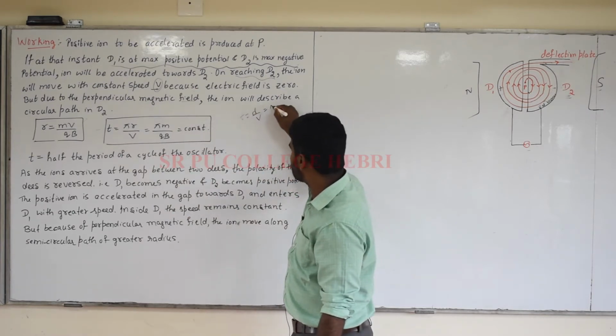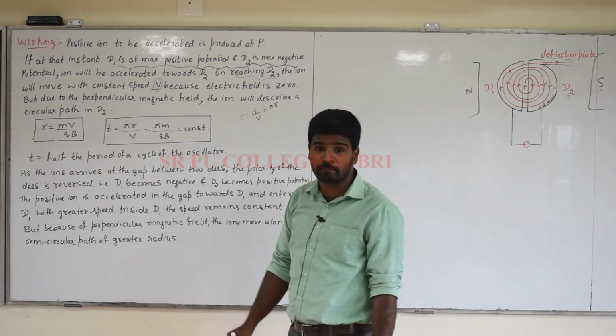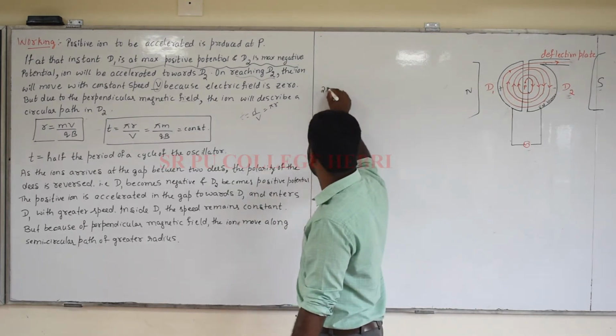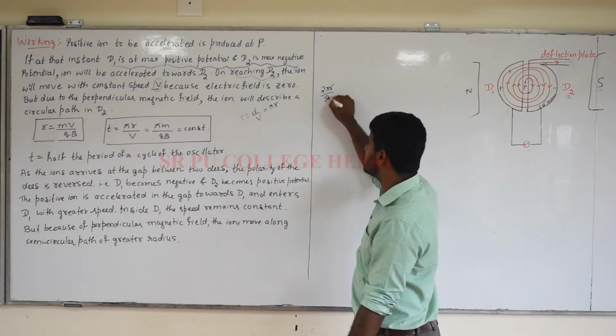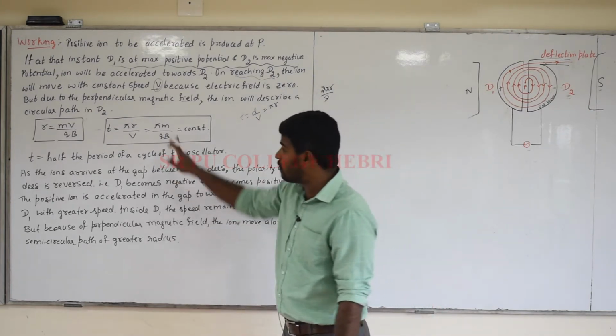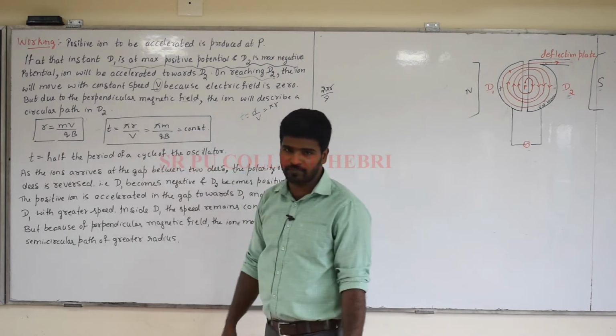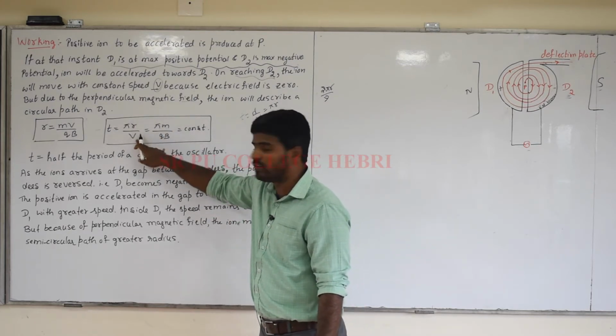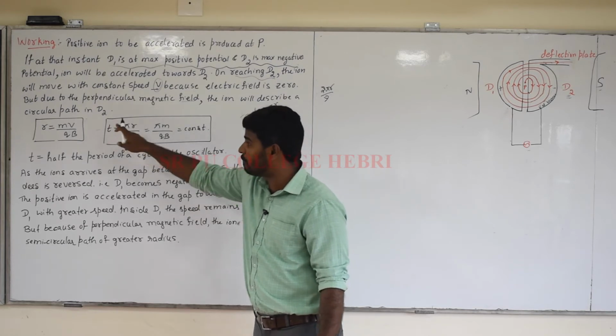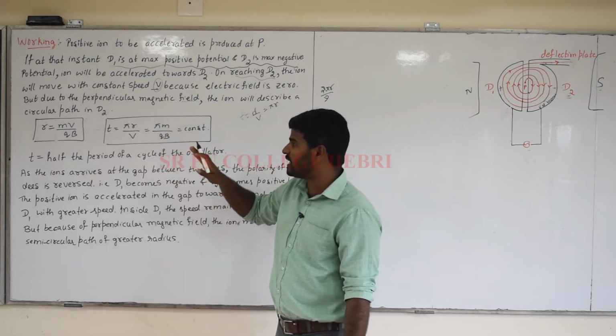Therefore the distance traveled in a semicircular path is πr. Why? Because 2πr is for one complete circle, and for half of the circle, the 2 gets cancelled. Therefore that will be πr divided by V. In the next step, πr divided by V, r is replaced as mv divided by qB. Therefore V gets cancelled out.